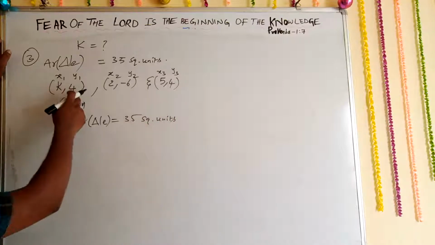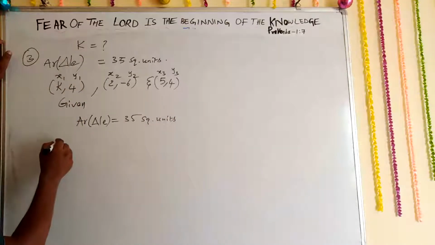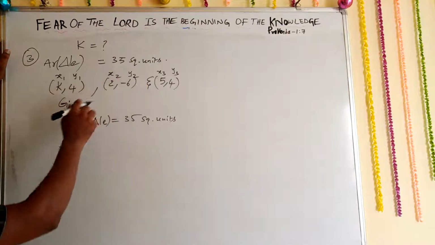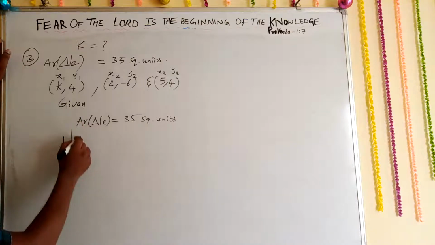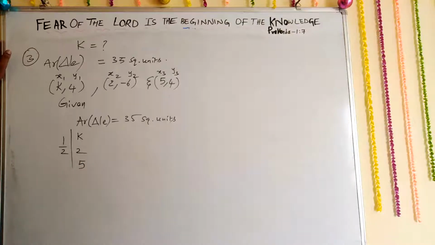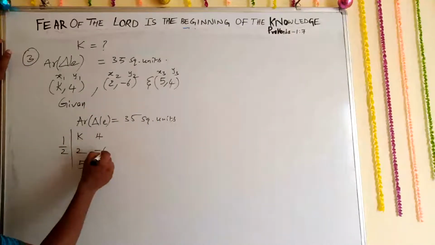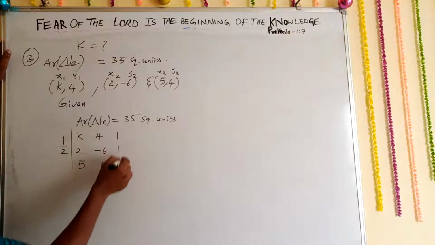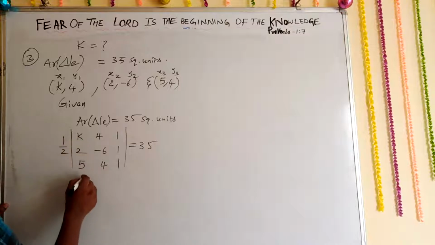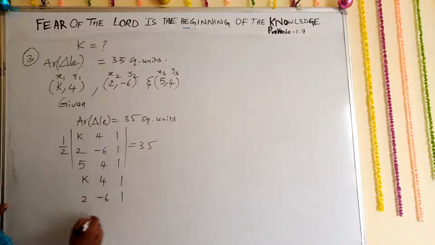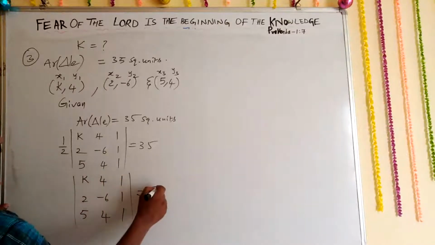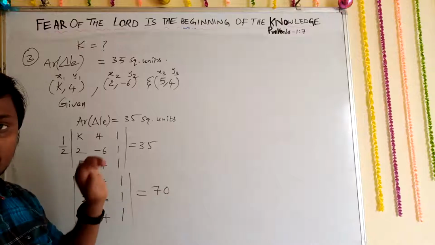Now, area of a triangle, what is there here? You already know it is half the determinant of x1, x2. So directly I will substitute x1 is k, x2 is 2, x3 is 5, and then y1, y2, y3: 4, minus 6, 4, and 1, 1, 1. So now we can write k, 4, 1; 2, minus 6, 1; 5, 4, 1. So that is equal to 35 2s are 70. Okay, Himanshu, no problem here.